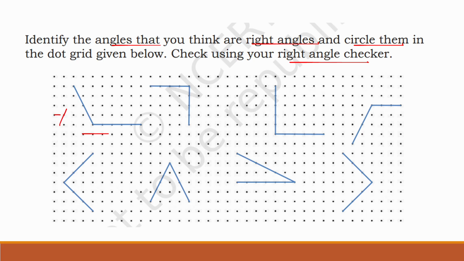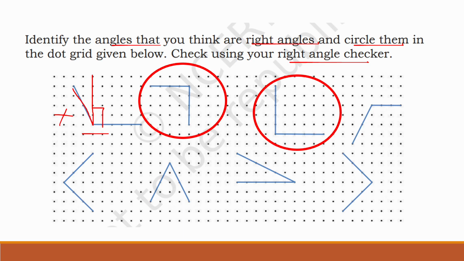No, this is not a right angle. See, if this line is here, then this will become a right angle. Okay. Next one, it is a right angle. It is an L-shaped angle. Next one is also a right angle. See the next figure. Is it a right angle? No. If this line is like this, then this will form a right angle.